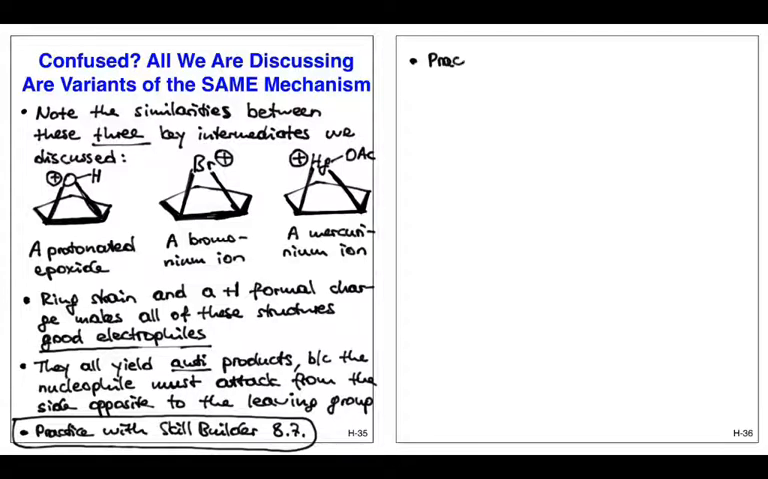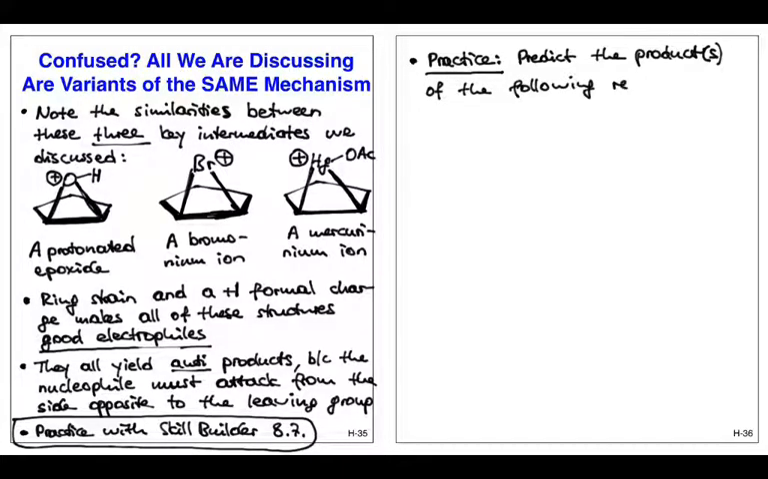I would like to end with some more practice. Okay, so I'm going to give you, again, a reaction. I'd like you to predict all the products of the following reaction. Here we go. An olefin, and it reacts with mCPBA. Then this is followed by reaction in sulfuric acid and in methanol this time. So the question is, what products form?